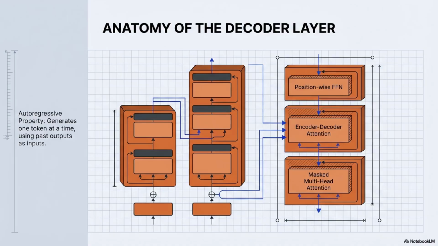At first glance, a decoder layer looks pretty familiar, right? It's got multi-head attention, it's got a feed-forward network, but there are two really important differences. First, its own attention mechanism is masked. We'll see what that means in a second. And second, it has this extra component wedged in the middle called encoder-decoder attention. And that is the bridge to the encoder.